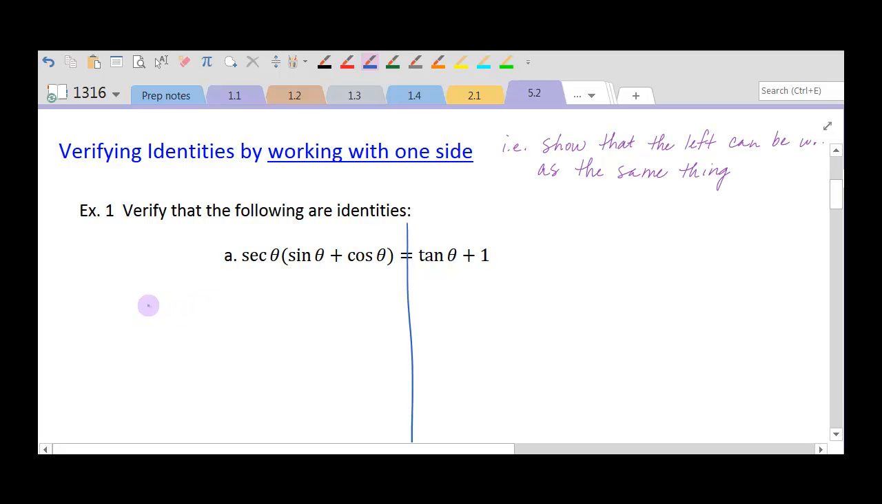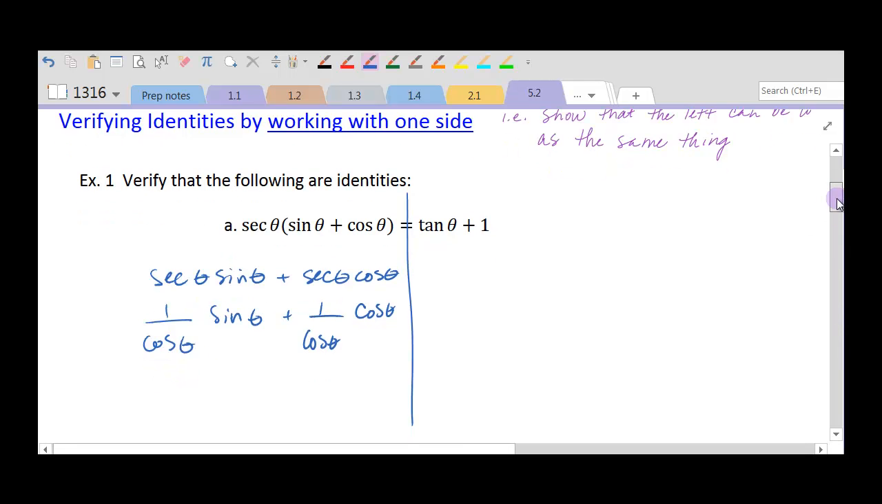So I end up with secant theta sine theta plus secant theta cosine theta. Okay, so I got rid of the parentheses. My goal is to try to get rid of secant and sine and turn them into tangent somehow. So secant, I can rewrite as 1 over cosine using the reciprocal identities. And I'm just going to leave sine theta here. And I can do that here again. I can rewrite secant as 1 over cosine times cosine theta.